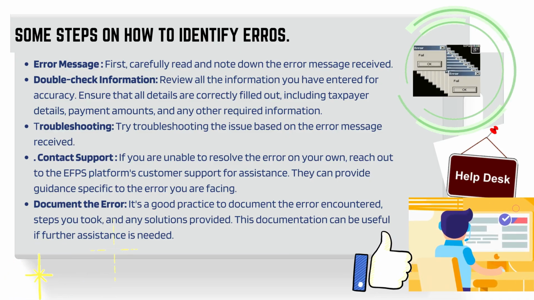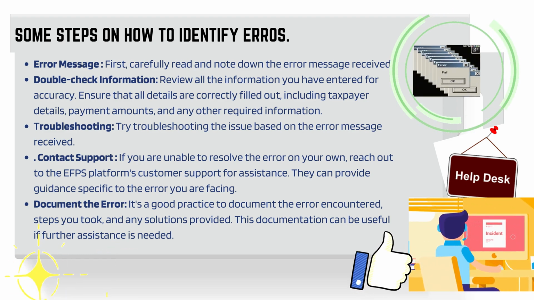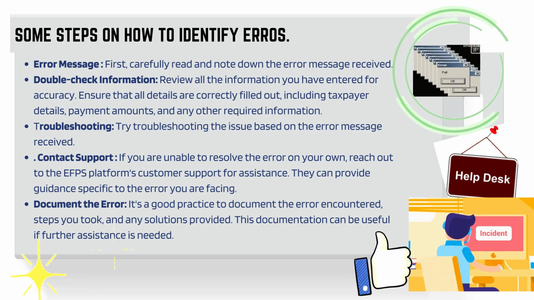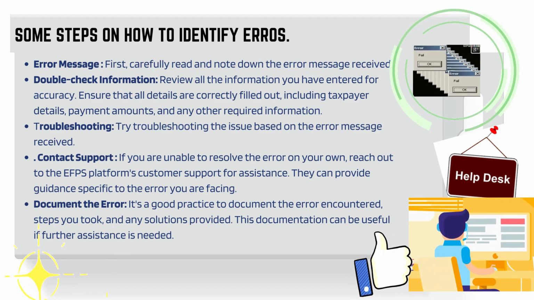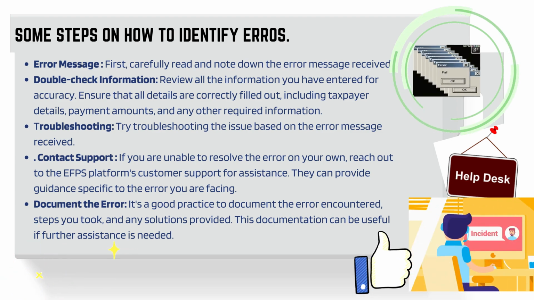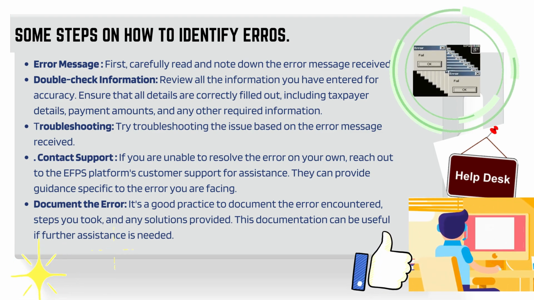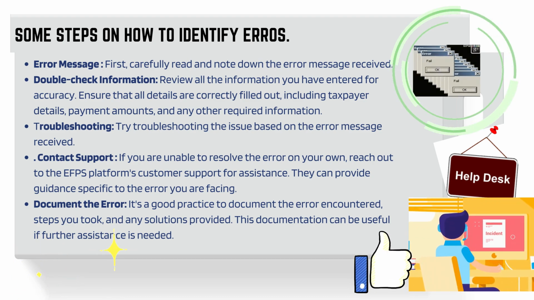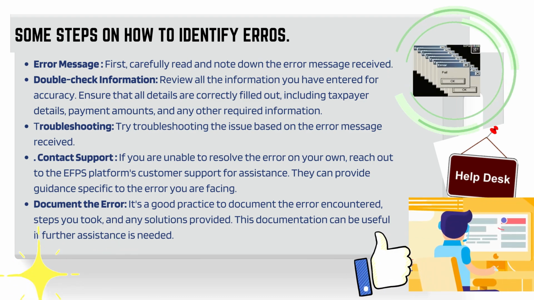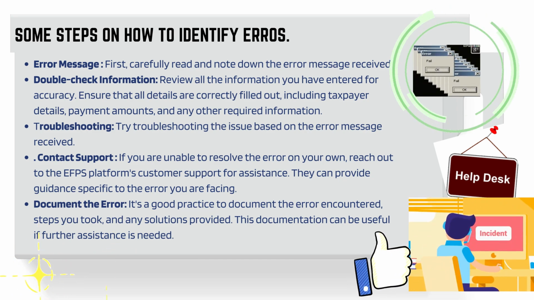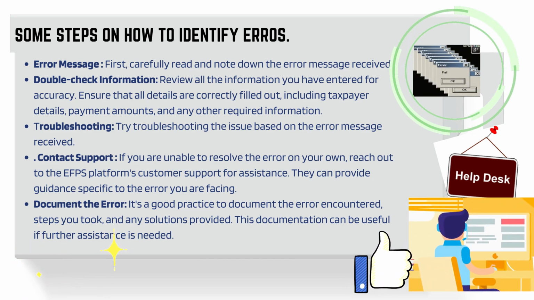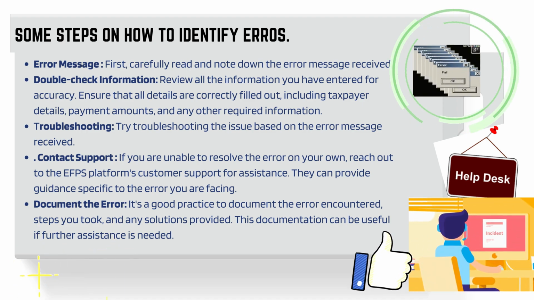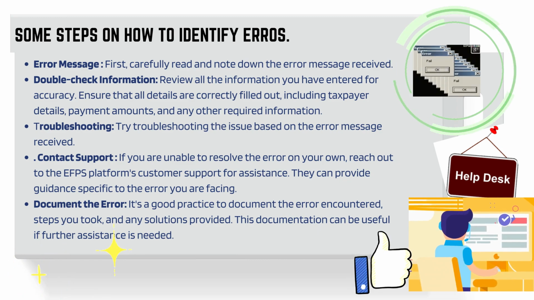Error message. First, carefully read and note down the error message received. Double-check information. Review all the information you have entered for accuracy. Ensure that all details are correctly filled out, including taxpayer details, payment amounts, and any other required information. Troubleshooting. Try troubleshooting the issue based on the error message received. Contact support if you are unable to resolve the error on your own. Reach out to the eFPS platform's customer support for assistance. They can provide guidance specific to the error you are facing.